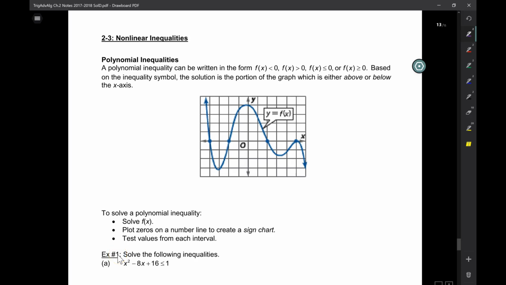This section is on nonlinear inequalities. Inequalities is a word that you've seen before. This is anytime you have, for example, x plus 3 is greater than 7, and we would solve it in algebra 1 and algebra 2 or intermediate. The difference here is that they're going to be nonlinear. It means the inequalities we're going to solve are not going to be linear.